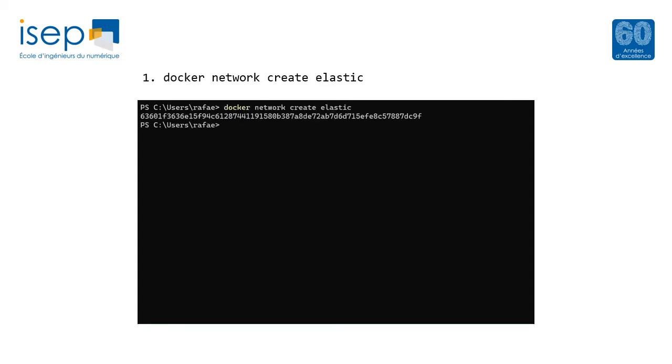We're going to create a Docker network for our services with this command. The name of this network is going to be Elastic. Let's do it. And that's it. We can go to the following step.